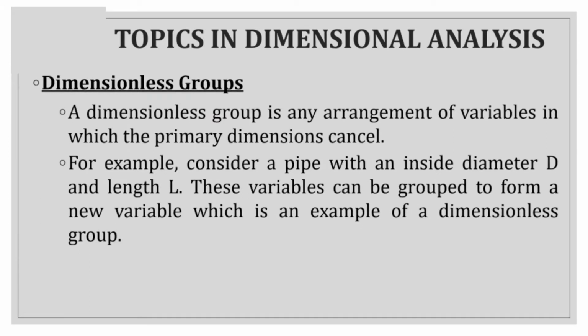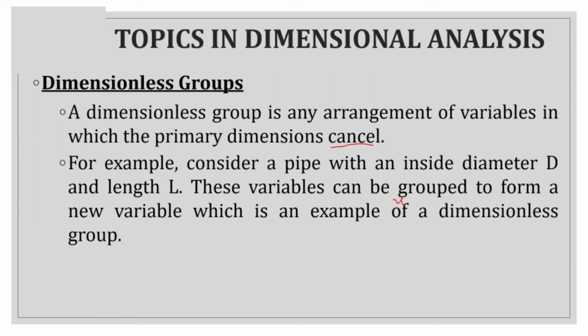So in unit analysis, we have these dimensionless groups. What is a dimensionless group? It is any arrangement of variables in which the primary dimensions cancel. Okay, so that is the keyword there: cancel. For example, considering a pipe with an inside diameter and length L, these variables can be grouped to form a new variable, which is an example of a dimensionless group.